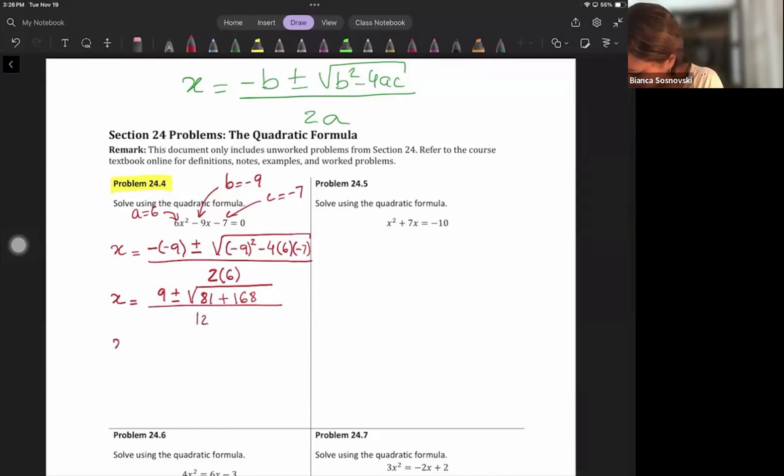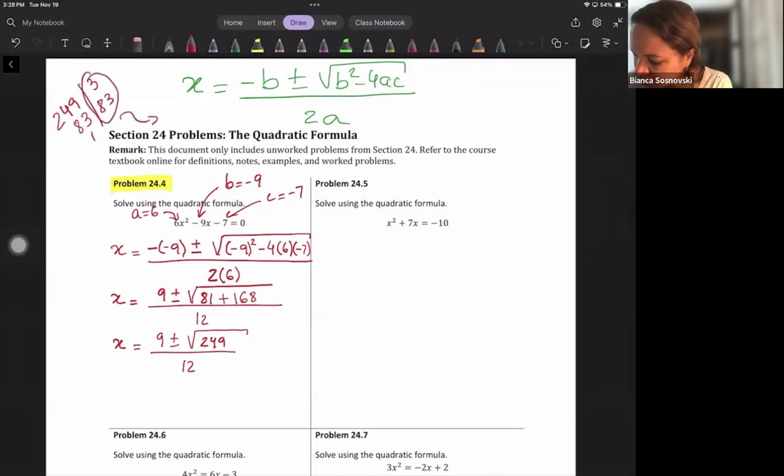Okay, so if we add 81 and 168, 249, and then all of that is divided by. Now, all we're going to try to do here is, if I can simplify, I simplify. Unless the problem asks for a decimal approximation, I do not evaluate as a decimal.